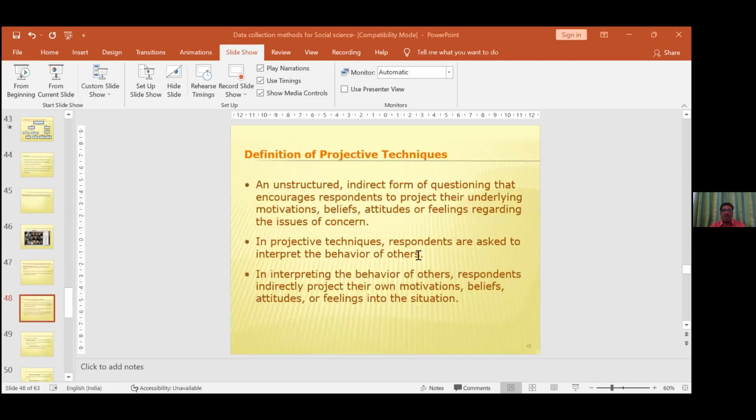These people are competitors. Similarly, let's take projective technique. This is the projective technique, which comes under the indirect method. What is a projective technique?